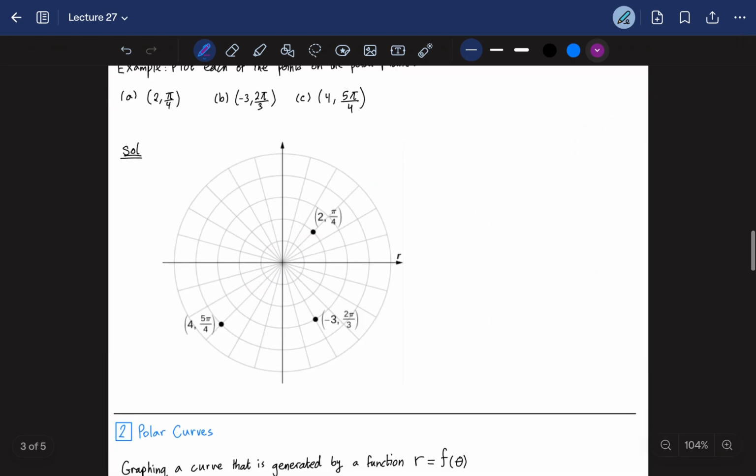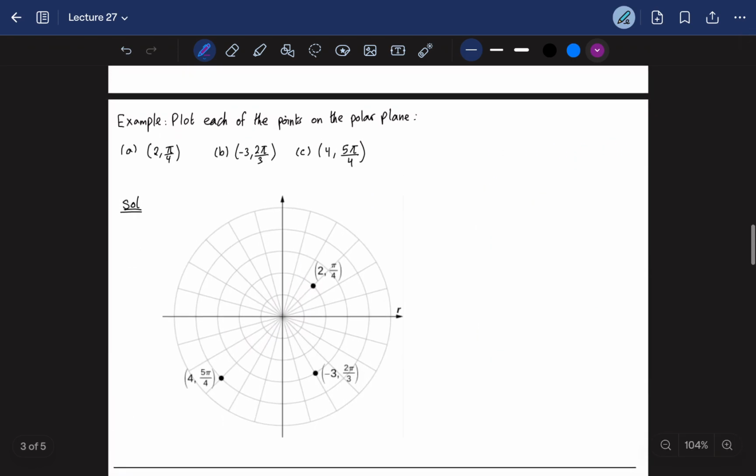So this is the method to plot a polar point in the polar coordinate system. Let's take an example. If I have these 3 points, let's try and plot them. The first is 2, pi over 4, so this is my r, this is my theta. You always start with theta. You locate the pi over 4 on your circle. Since theta is positive, I move counterclockwise. So this is the pi over 4. Now r is 2, positive, so I move along the ray and stop at 2. That would be our point.